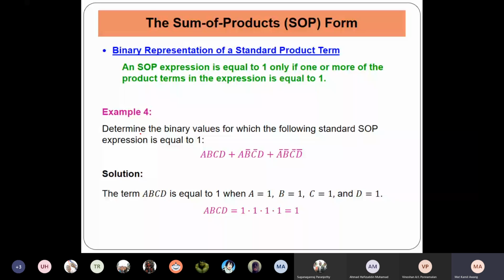Binary representation of a standard product term. A standard sum of product expression is equal to one only if one or more of the product terms in the expression is equal to one. For example, determine the binary values for which the following standard SOP expression is equal to one. So you have A B C D plus A B bar C bar D plus A bar B bar C bar D bar. So, solution. All this can be one if this one is one, or this one is one, or this one is one, or any combination of either this one and this one is also one, or all can be one.